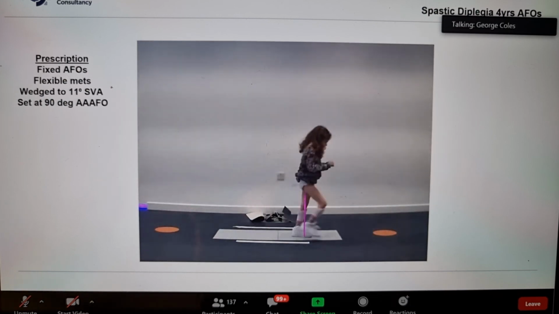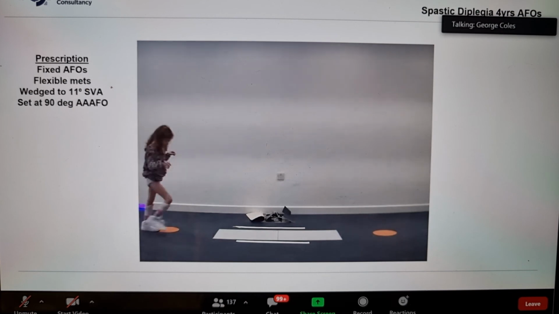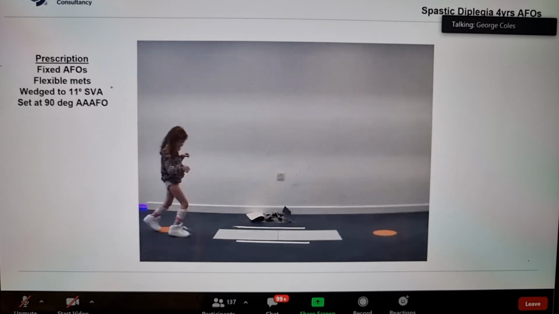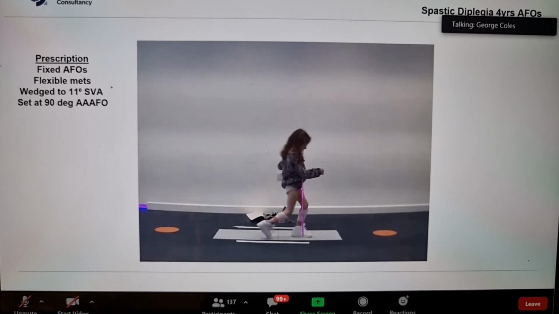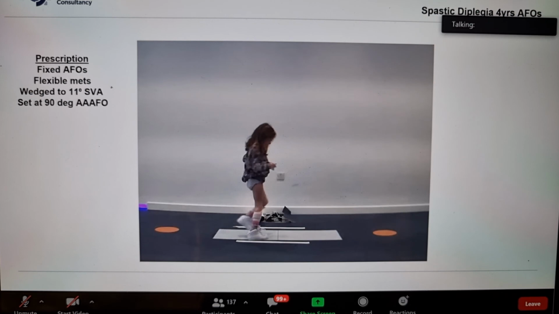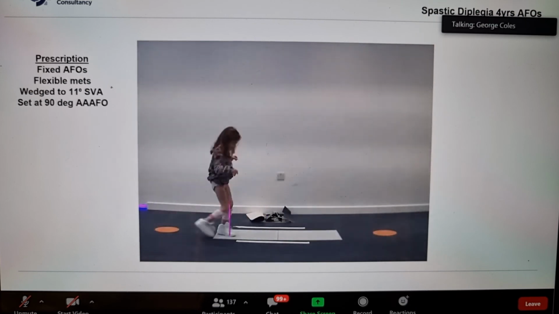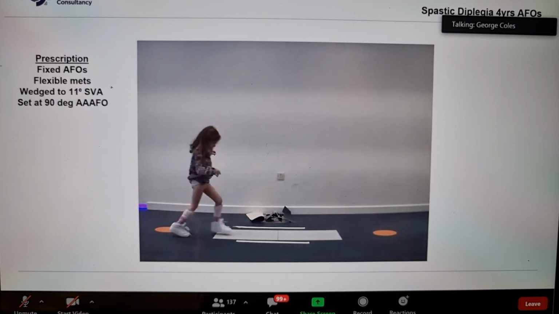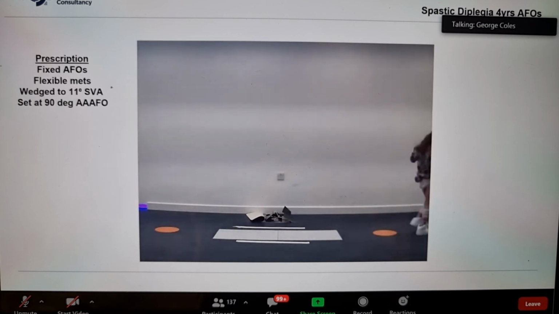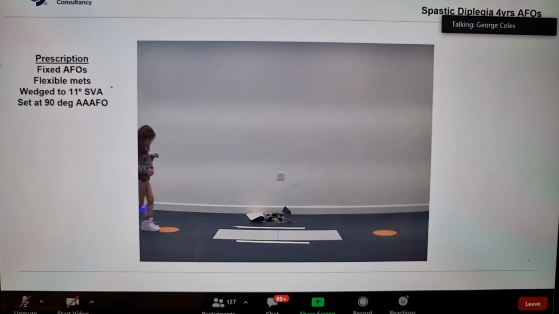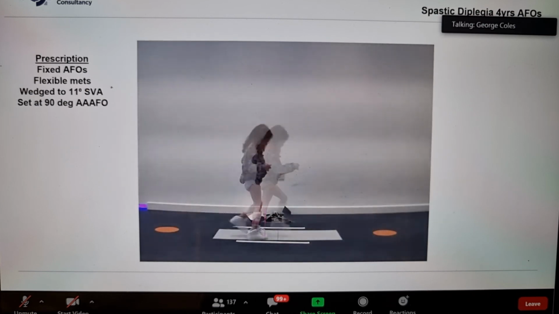What we ended up doing was some fixed AFOs, some flexible ones. This is 2015. I had just graduated, but this is Sam's. I think those toes are a bit too stiff, and I would have a few questions about the setup, but it was what we knew back then.